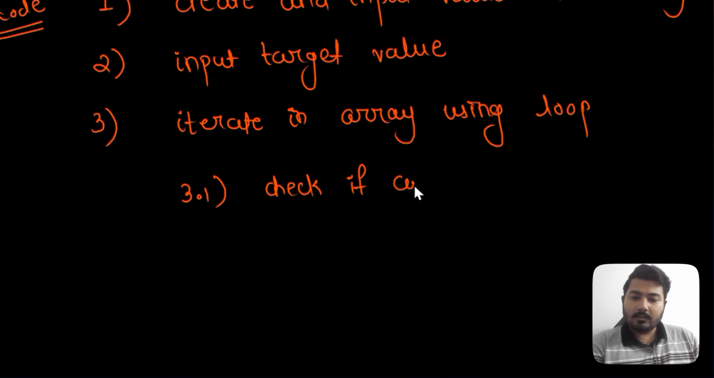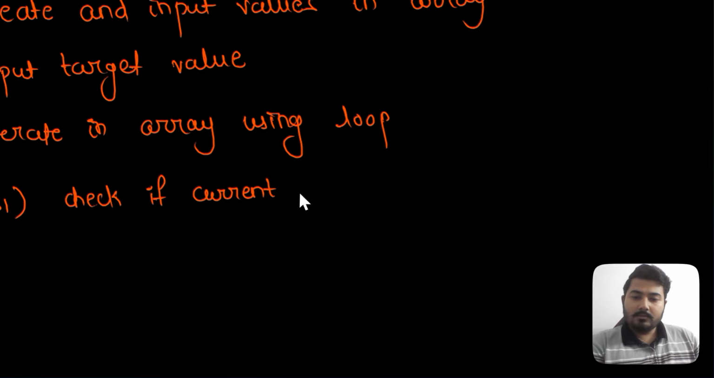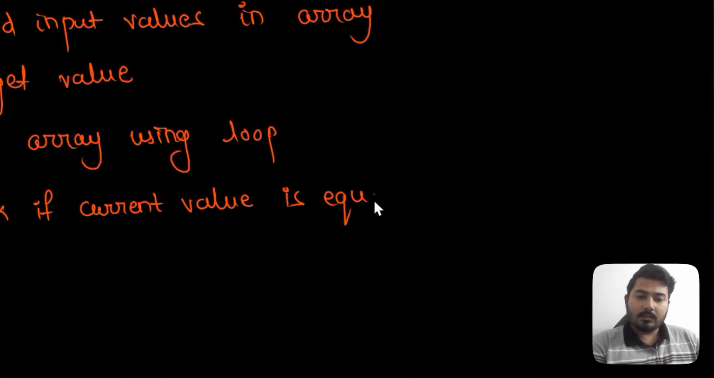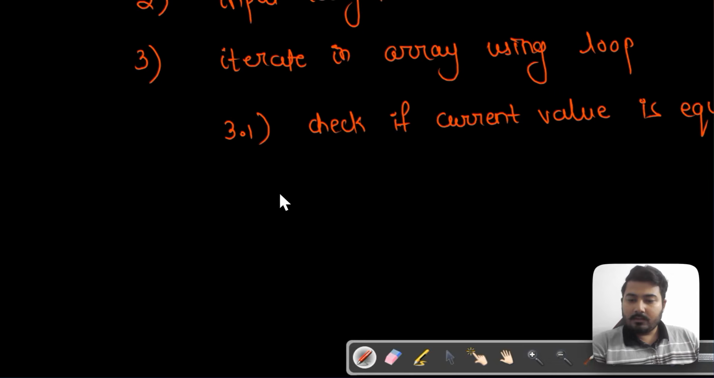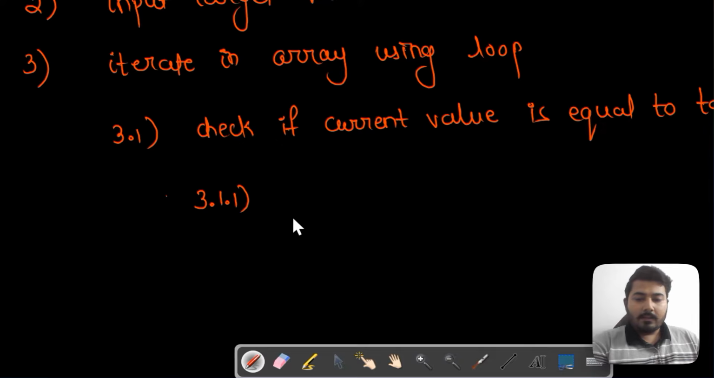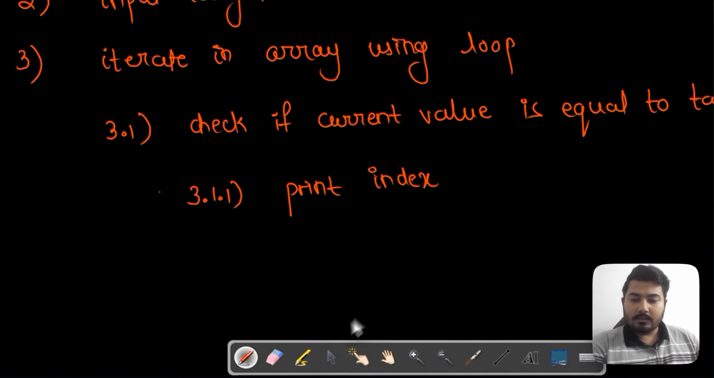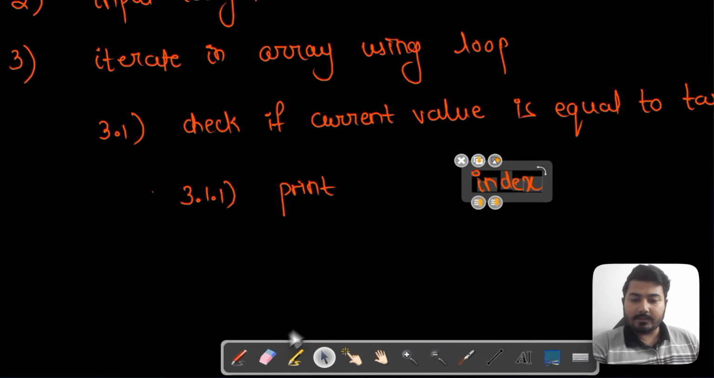Check if current value is equal to target. Okay. Let's just assume it is equal to the target. In that case, what will you do? 3.1.1. You will simply say print index. Let's just say print current index.